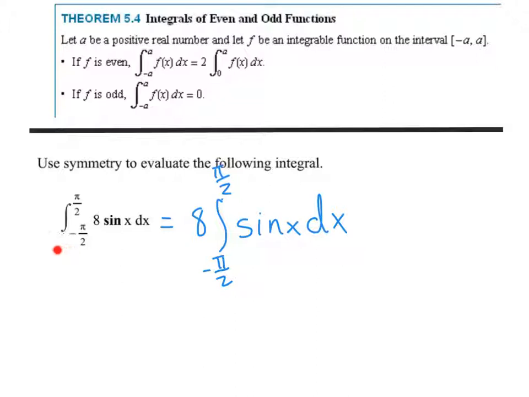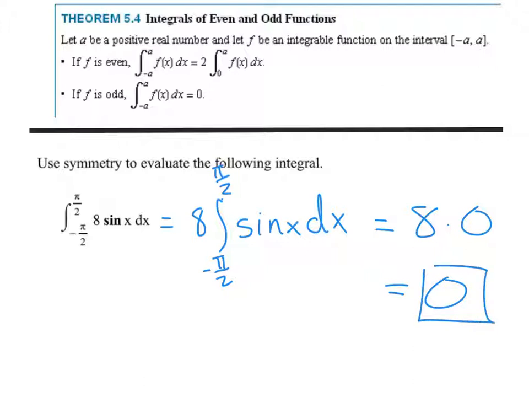Also notice we're going from negative pi over 2 to pi over 2, so we do have a negative a to a case. And the first thing I would do is factor out this 8, because it's a constant, you can pull it out front and then focus on this piece. So we have the bounds that we want for one of these symmetry rules, and sine x is an odd function. So we know that the integral of an odd function from negative a to a is going to be 0. So what we really have here is just 8 times 0, which is 0. And that is our answer because sine is an odd function, it's on that boundary, so 8 times that will just be 8 times 0.